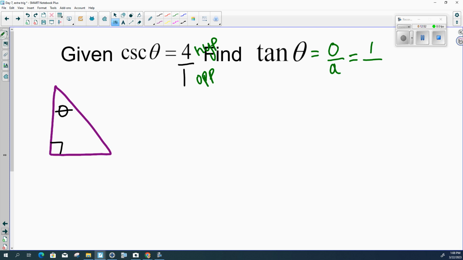Sophie Jensen, how do I find my missing side? Yeah. So the side opposite is the one that's a 1. The hypotenuse is a 4. So be careful on this. It's not a squared plus b squared equals c squared, and we're finding c. It's a squared plus b squared equals c squared, and we're finding b.